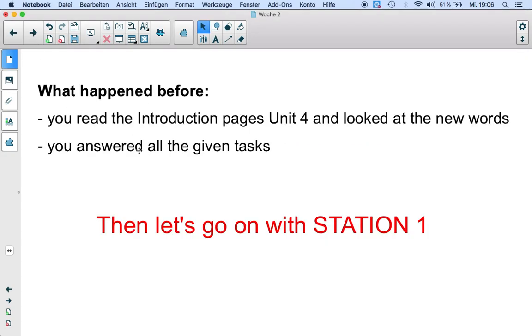That's what you already did last week. So you read the introductory pages, Unit 4, and you also looked at new words, I hope. And hopefully you also answered all the given tasks. Then we can go on with Station 1, which is a grammar task.